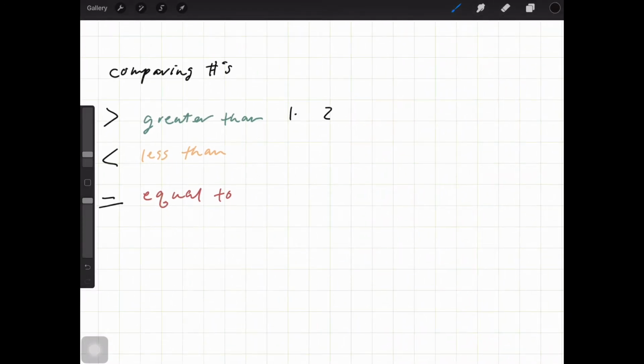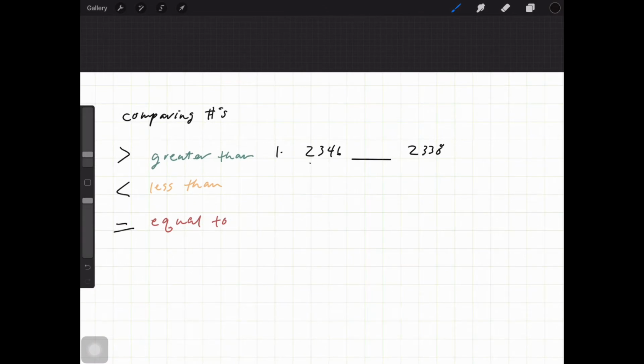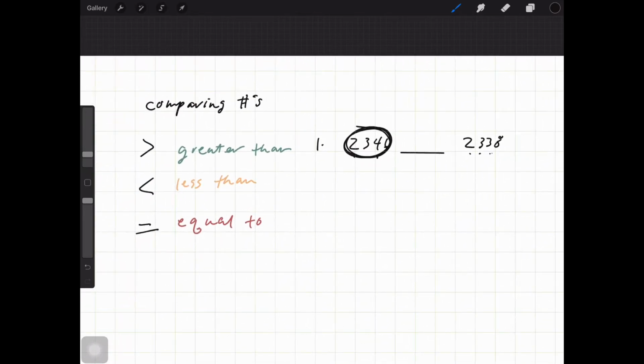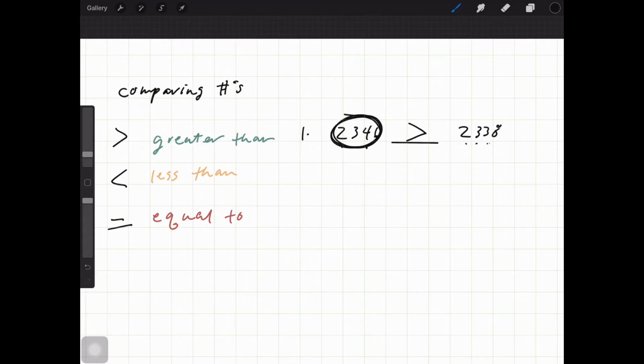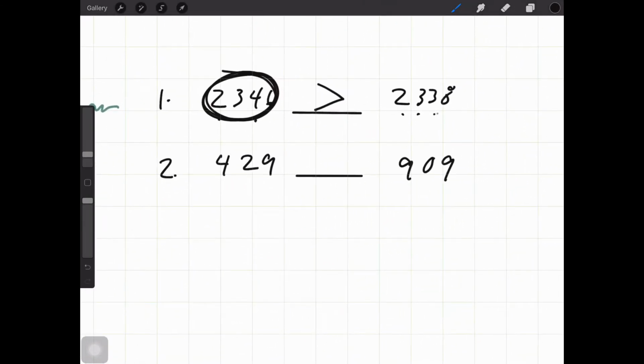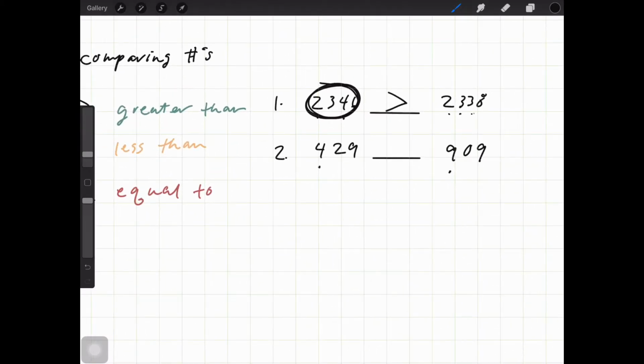Okay, so I'm just going to go through the first problem with you guys. It says 2,346, and then you have this little line here, and then 2,338. Now, looking at the numbers, these start with 2s, 3s, and then the next one has a 4, and this one has a 3, which means that this one on the right is greater than. So obviously we're going to be using the greater than symbol. Look at number 2, and it says 429 with your little blank here, and 909. So right off the bat, when we're looking at this, this one starts with a 4, this one starts with a 9, and so the 4 is obviously a smaller number, it's less than.